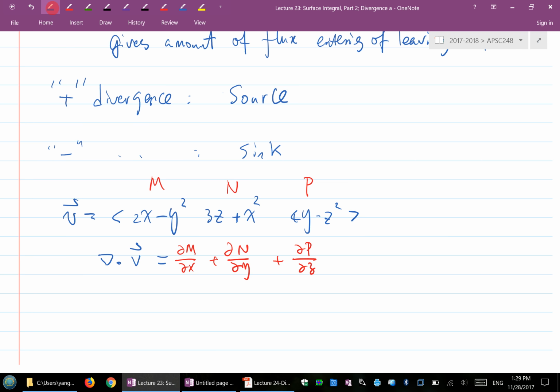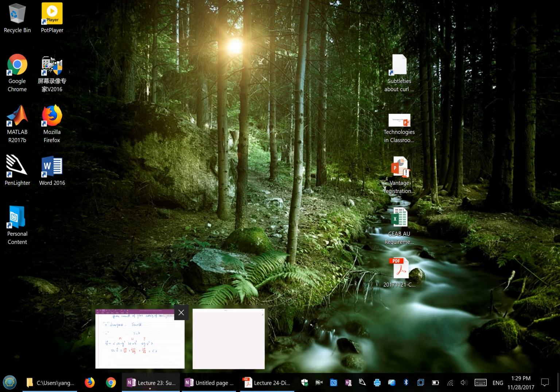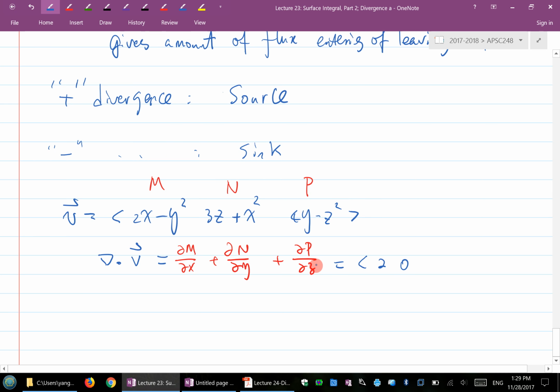So it's a very easy calculation. What are we going to get? Partial M over partial x, we should get 2, right? Partial N partial y, there's no y, so 0. Partial P partial z, negative 2z. Plus, plus. It's not a vector, it's a scalar, right? So that's your divergence.